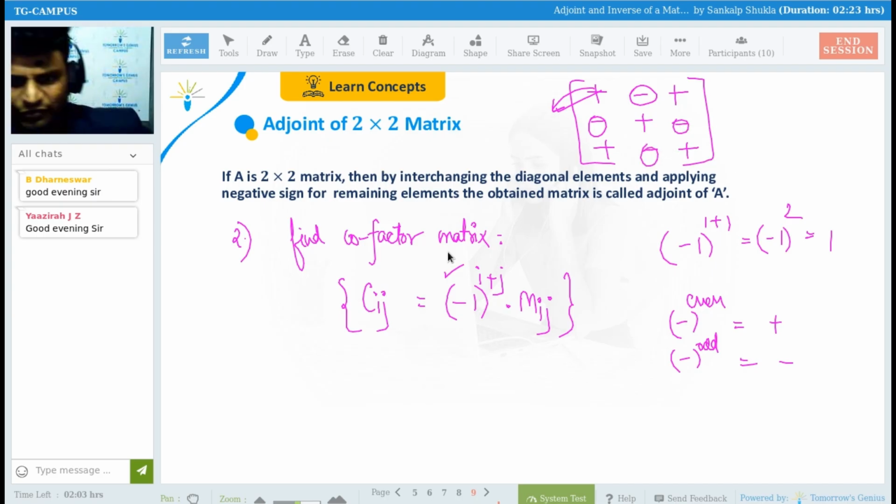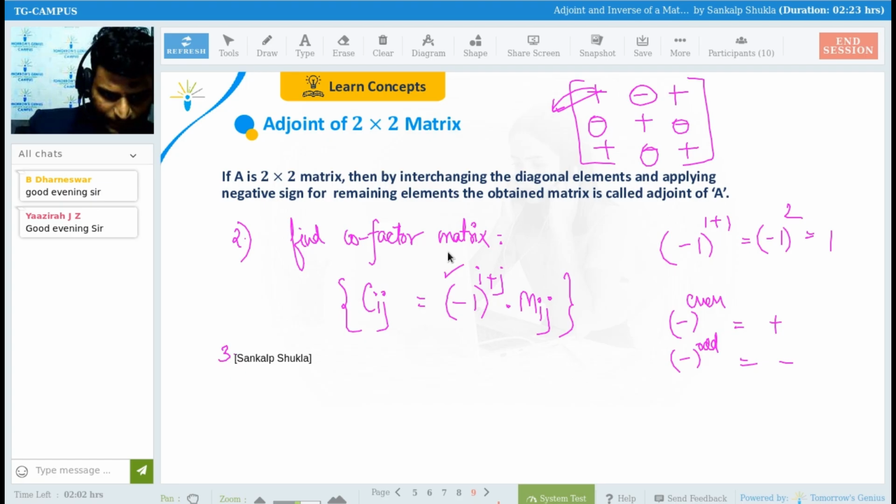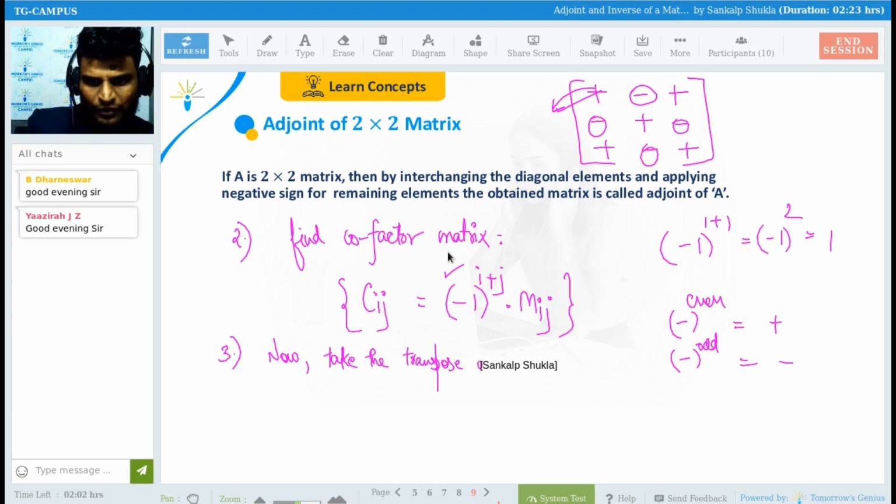Okay. So you can directly do one thing. In order to find cofactor matrix, you just find the minor matrix, and once you have the minor matrix you have written, just put these signs and fit it in the minor. So that will be your cofactor matrix. We'll be doing a question though, so that's not an issue. Okay. And third step is, now take the transpose of cofactor matrix.